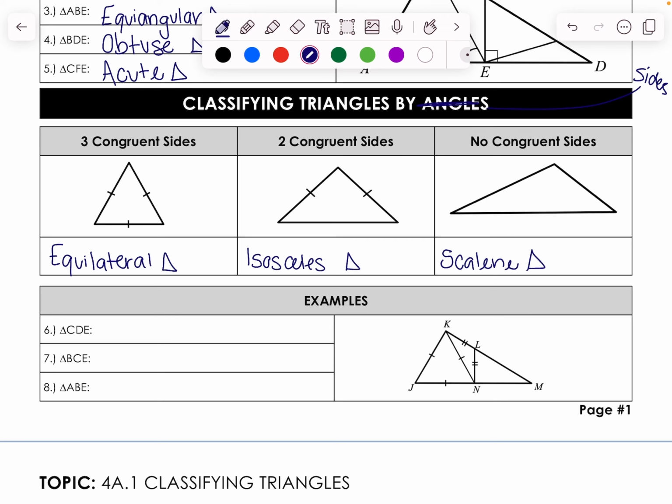Okay, so if we have our picture here, we just want to identify, so JKM. Okay, none of those sides are the same, so it's going to be scalene. Sorry, y'all, this should be JKM. Okay, then we have KLN. All right, that should be isosceles. All right, and then our last one is going to be JKN. And that will be your equilateral.